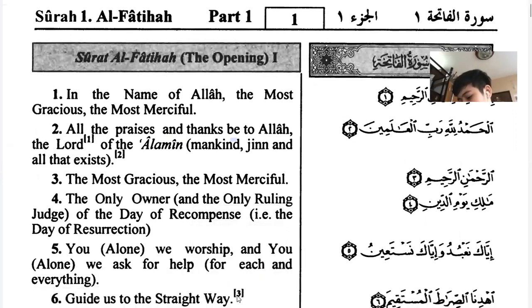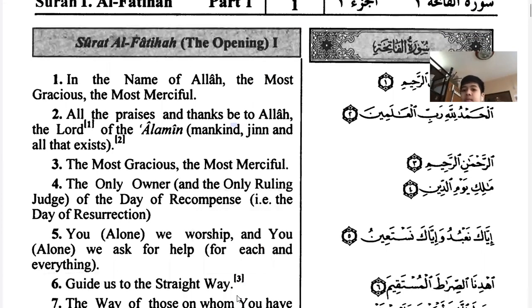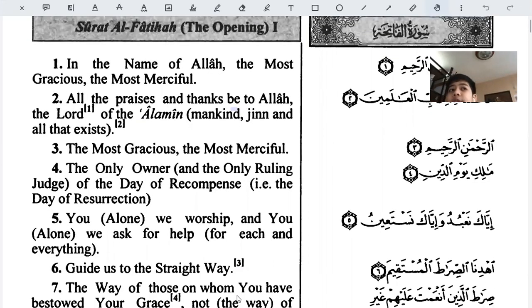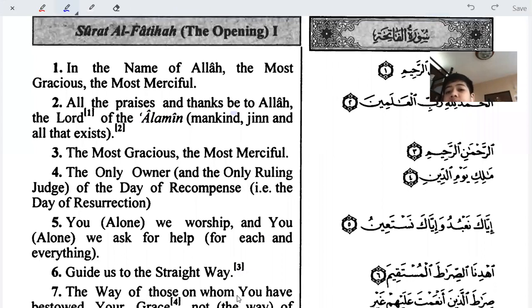Okay? So before making dua, we praise Allah. What do we do before making dua? We praise Allah. So there are many ways to praise Allah. The best one is praying. Yes, before making dua, the best thing is this one, okay?